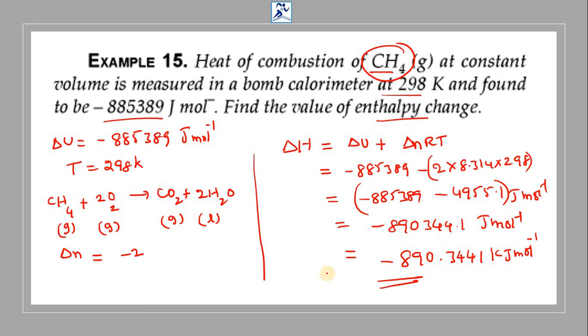you will get. So this is the answer for the value of the enthalpy change which is asked in the question, the heat of combustion of methane.